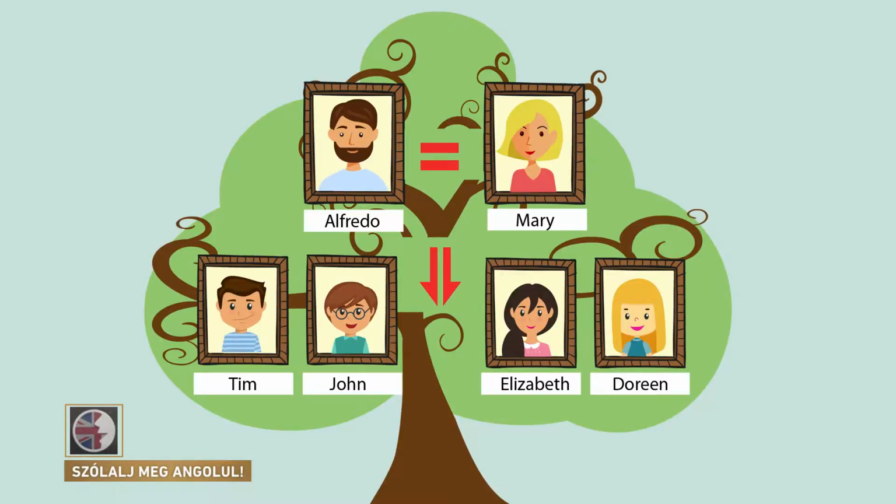Doreen is Mary's daughter. She is her daughter. Elizabeth and Doreen are Mary's daughters. They are her daughters. Tim and John and Elizabeth and Doreen are Alfredo's children. They are his children. Tim and John and Elizabeth and Doreen are Mary's children. They are her children. Okay, so we have my, your, his, and her.